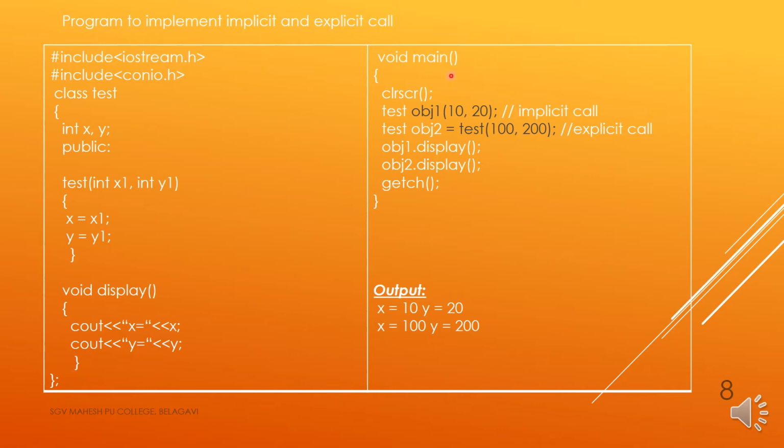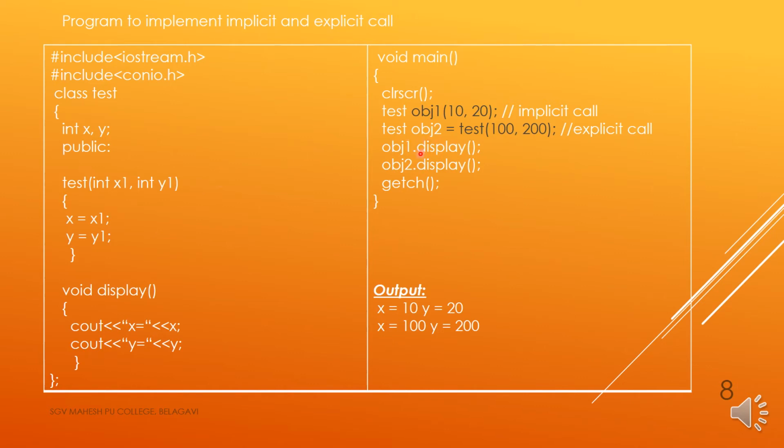Coming to your main program, I'm going to call object 1. Test is of class test. Now object 1 10, 20. This is called an implicit call because we are passing 10 and 20 internally to this constructor. Now test object 2 is equals to test 100, 200. This portion is called an explicit call. It's because I'm passing 100 and 200 to the constructor externally.